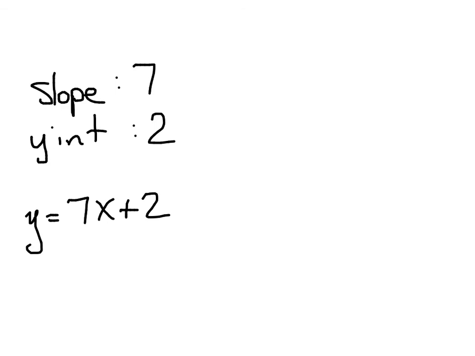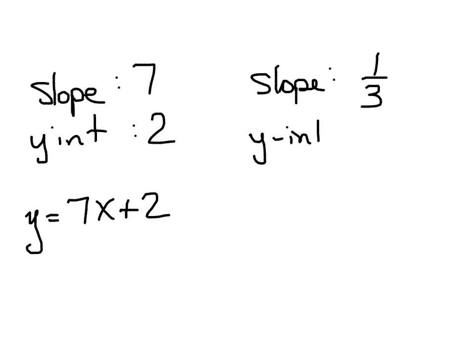Excellent work. So on the next one, we've got a slope of 1/3 and a y-intercept of -1. Go. Y is equal to 1/3 x, and then this part back here. What'd you say for the y-intercept part? -1. Did you say plus a -1? Said minus.